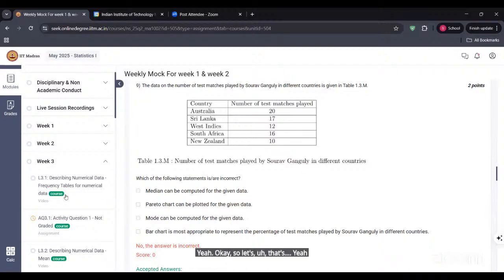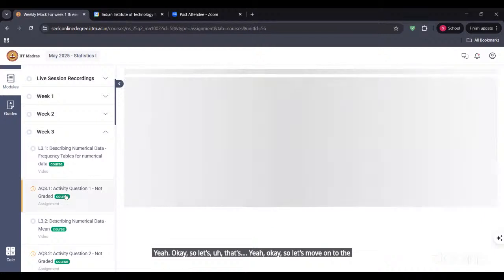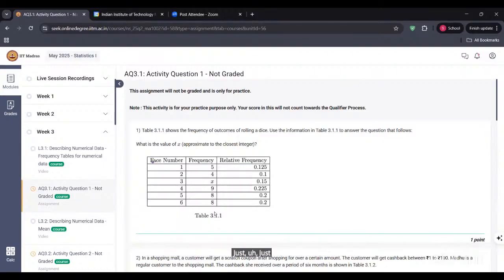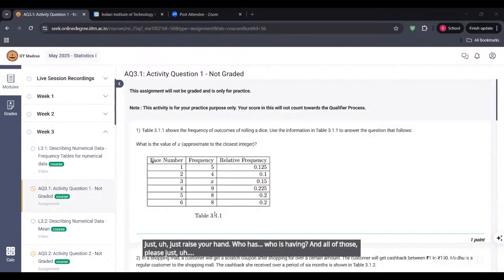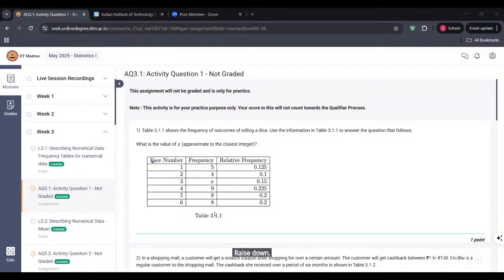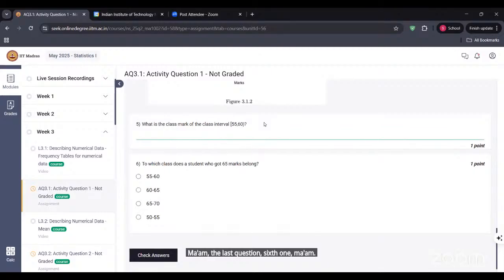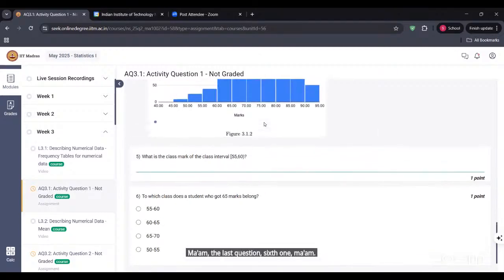Okay, so let's move on to the activity questions. The ones who are having doubts in activity 3.1, just raise your hand, and all others please put your hands down. Okay, fine. So Dhruvan, right? What's your doubt? Ma'am, the last question, the 6th one. To which class does a student who got 65 marks belong?